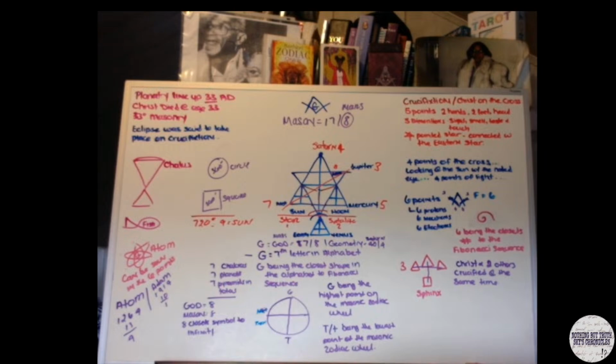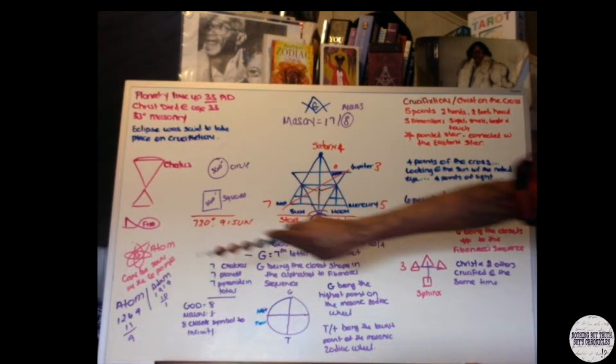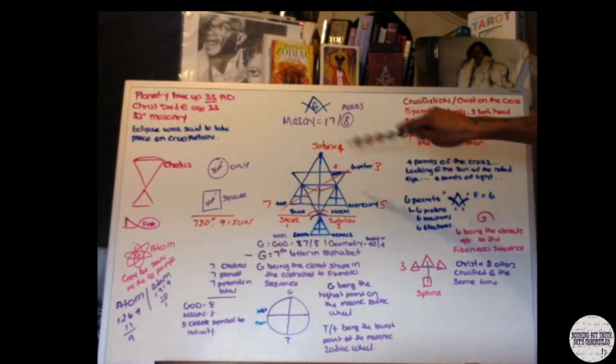Now, when you look at it a little bit further, when we talk about the atom, you're talking about a micro level. The atom is needed to create the actual physical sun, the S-O-N. The S-U-N is needed to sustain the atom. That was just an interesting thing that came up when I started looking at the symbol of the atom within the Masonic structure.